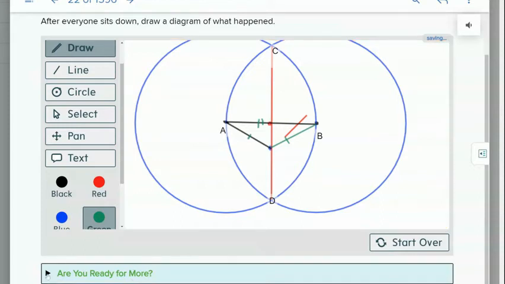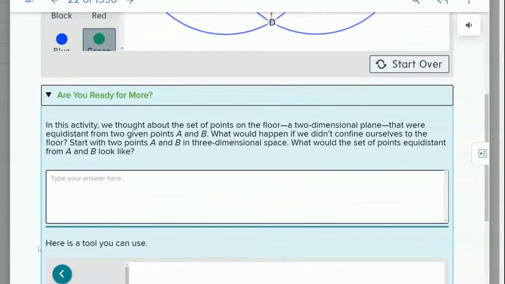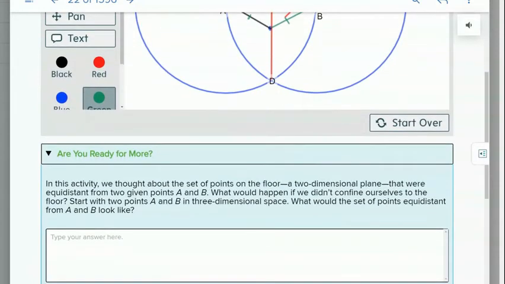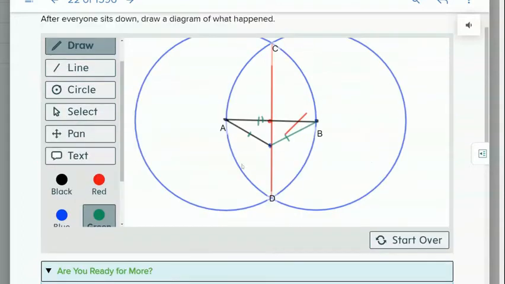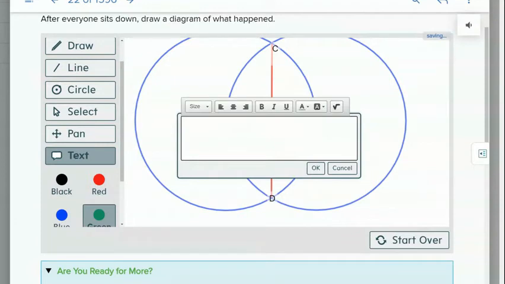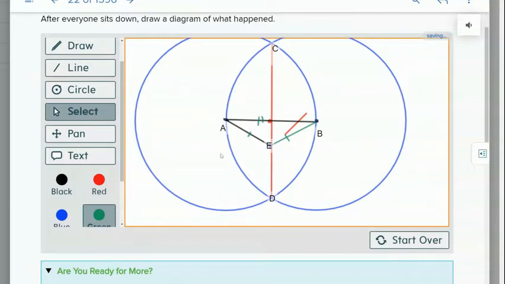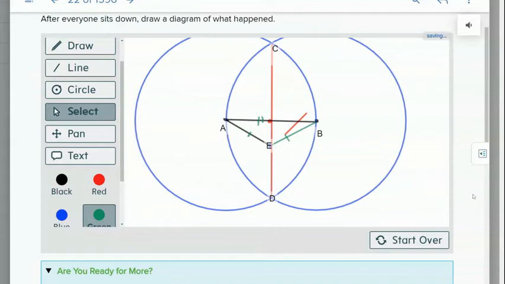Right, so are you ready for more? Let's see. In this activity, we thought of the set of points on the floor as a two-dimensional plane, like a flat surface, kind of like a computer screen, yeah? That were equidistant from the two given points, A, B. So this point right here, let me go ahead and label it. I believe I'll call it E. Point E right there is equidistant from A and B. That means it's equal distance from point A and point B.